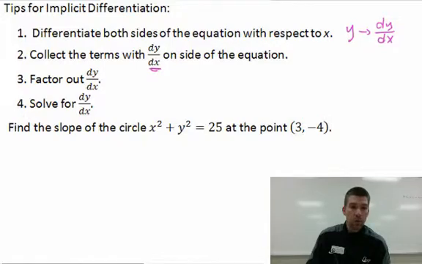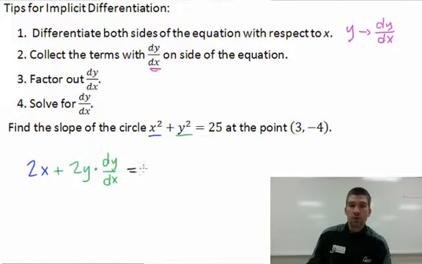And how do I do that? Well, I'm going to take the derivative of x squared. That's going to be 2x. I'm going to take the derivative of y squared. So that's going to be 2y, and then times the derivative of y, dy dx. And then on the other side of the equation, I'm going to take the derivative of 25, which is 0. But you've got to remember this. It's really easy to forget that that zero's over there.